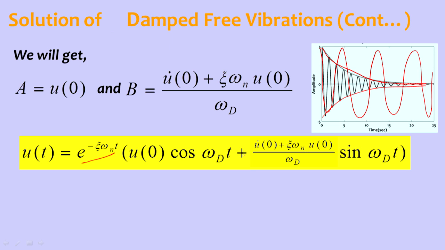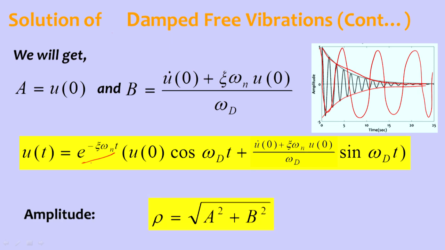You can look at this equation and clearly see that the constant term b has the zeta value, and cos omega d t and sin omega d t also contain damping terms in them. Then this envelope function, e to the power of minus zeta omega n t, shows how the vibration energy is reducing.